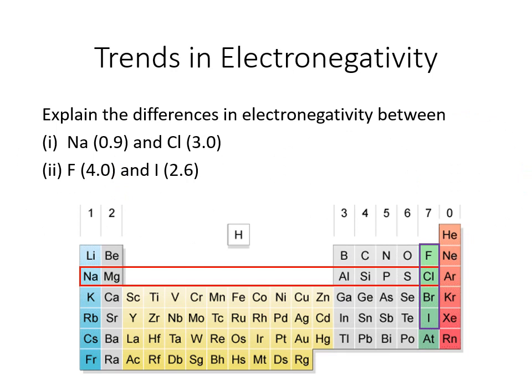So let's have a look here. What's this asking us? So we've got to explain the differences in electronegativity between sodium and chlorine, so going across a period. Sodium has an electronegativity of 0.9 and chlorine is 3.0. There's no units for electronegativity. And then going down the group, we have fluorine, which is 4.0, so very high, the highest you can find. And then iodine is 2.6.